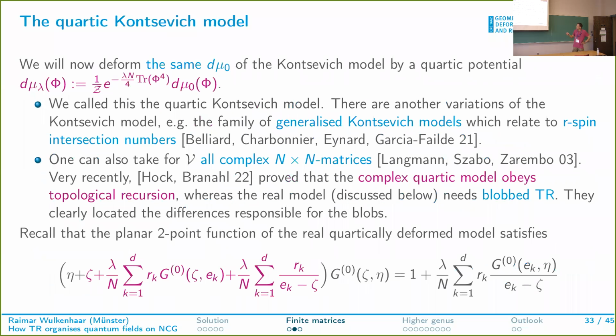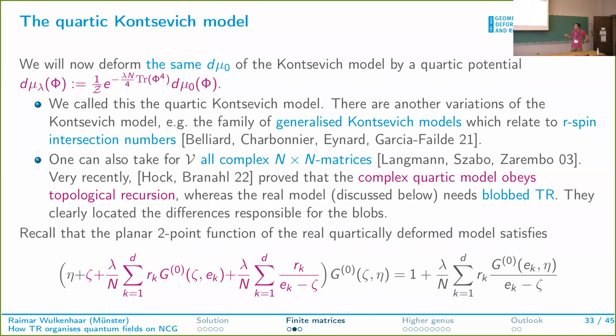Okay, so let's put here instead of phi cube, phi to the 4, because that's the natural extension of what we did previously. So the remark is, let's call it the quartic model, but this should not be confused with, I think this was also on Alex's exercise slide yesterday, another family of so-called generalized Kontsevich models which relate to r-spin intersection numbers, due to collaborators. Absolutely nice model, but this is different.